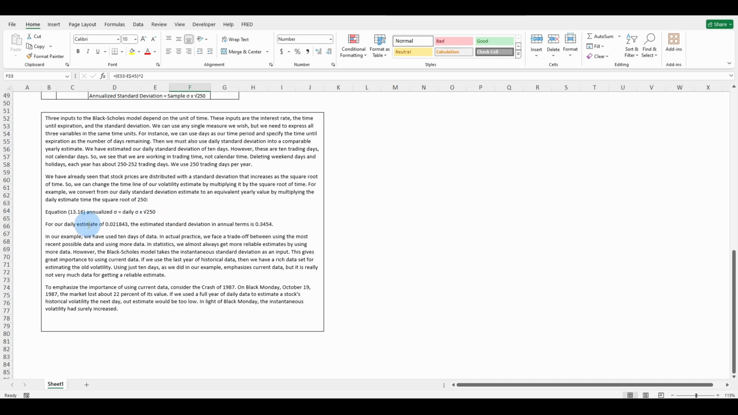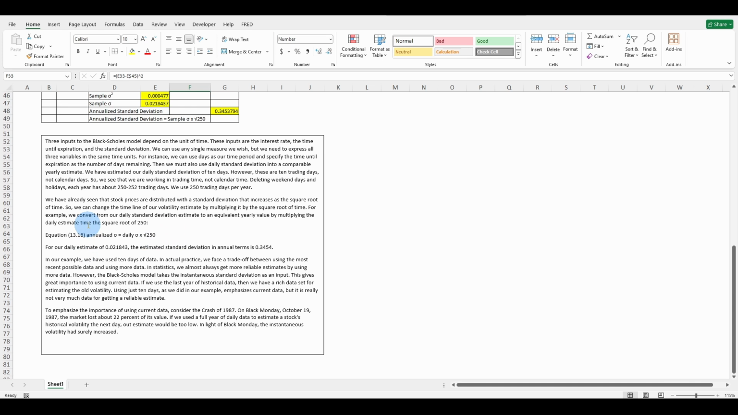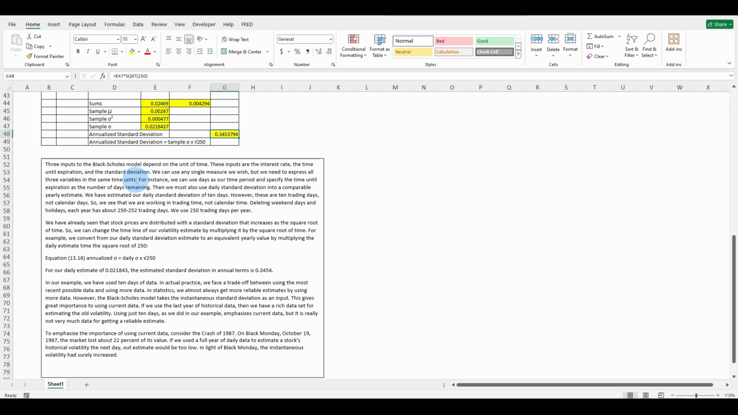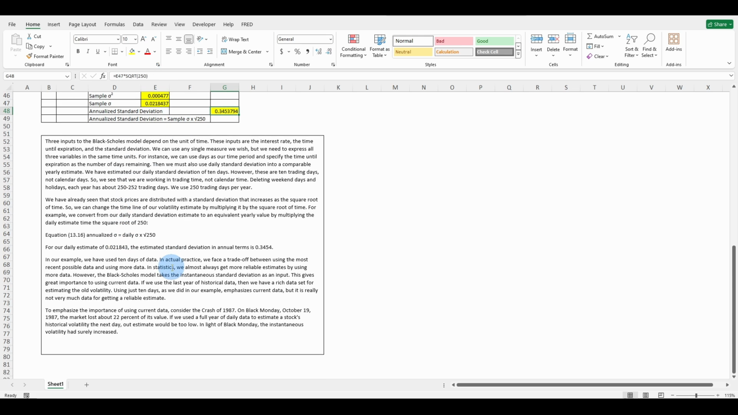For our estimate of 0.21483, the estimated standard deviation in annual terms is 3454. So we take E47, the sample standard deviation, times the square root of 250, which gives us 34534. In our example, we've used 10 days of data.